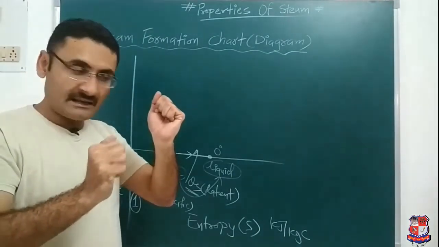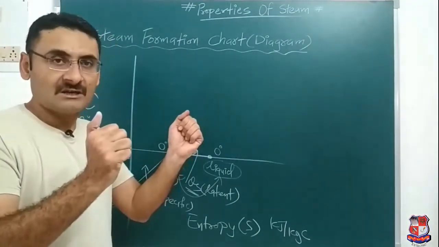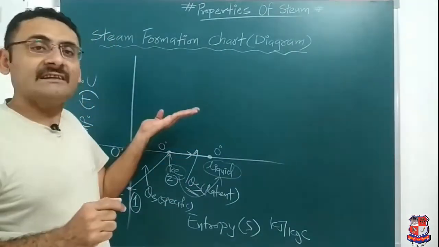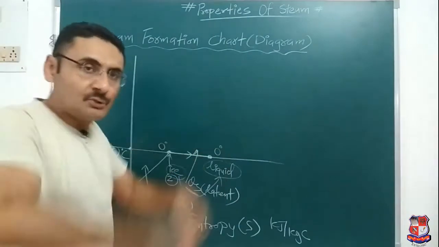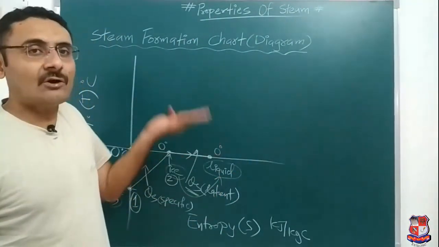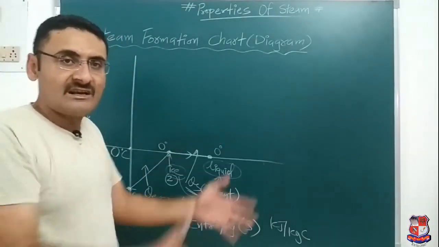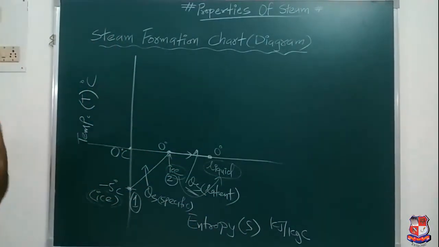Clear about what I am saying? So that heat is used for what purpose? For breaking the bonds. So that heat is not increasing the temperature, because it is used to break the bonds. That is why we cannot see a temperature rise, because all the heat is utilized for breaking the bonds, so that the phase may change, but the temperature remains constant.